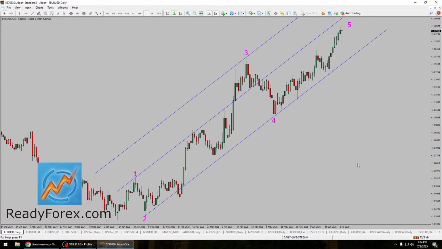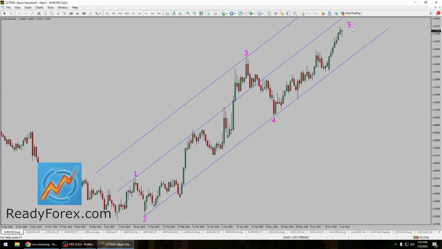Okay, let us start with the Euro Dollar currency pair. On your right hand side you see we got this bullish wave 5 impulse leg over here, and it's telling me that market wants to move a little bit sideways, and then I expect further bullish price action right over here.